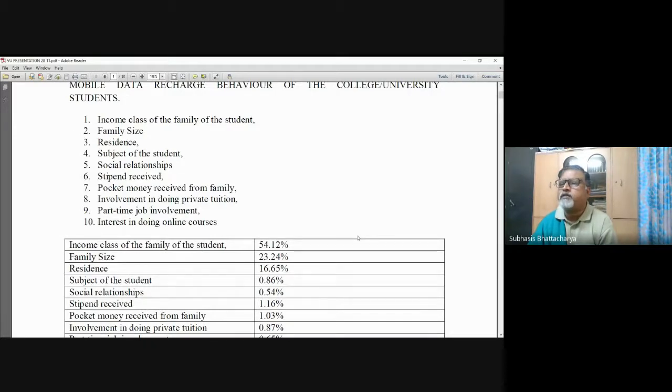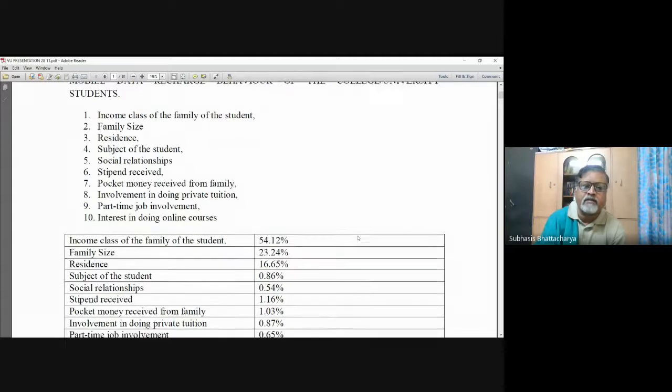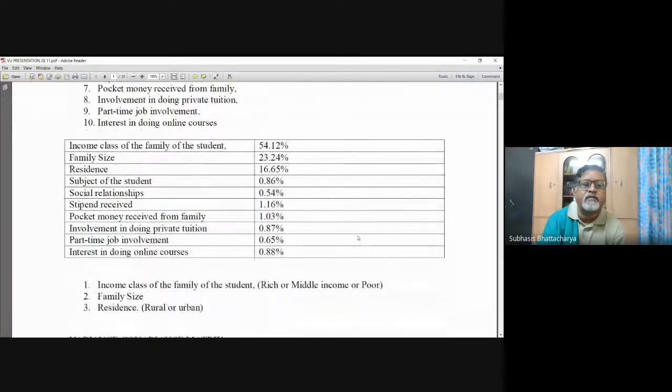So in the above mentioned example, I'm considering the data recharge behavior. Suppose we identify all the 10 variables, I'm not mentioning which process, in terms of their explanation power over such mobile data recharge behavior. And I found this result. So just look at the results.